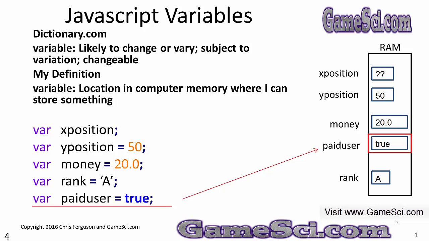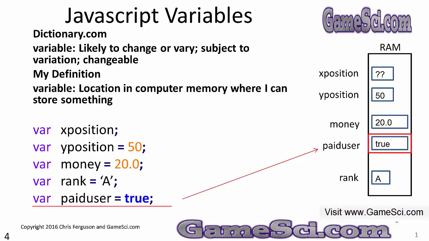One of the things the initial value does is it gives you a good idea what you intend to store in it. I can see in Y position I intend to store an integer number, a number without a decimal point. I can see I intend to store floating point numbers in money. I can see I intend to assign characters to rank, and I'm going to assign Boolean values, true or false, to paid user. I like to initialize my variables when I start.